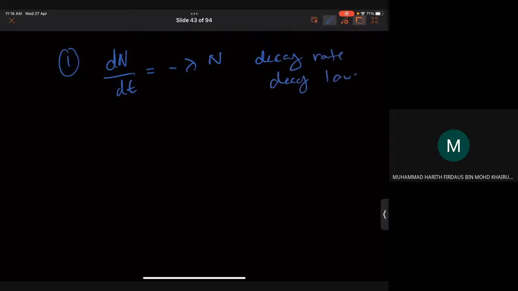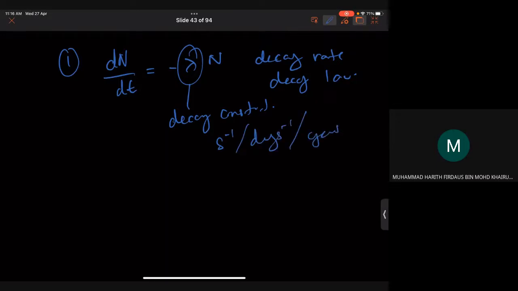Okay. Ni yang pertama awak belajar adalah rate dN over dt. The rate of decay adalah sama dengan negatif lambda N. Okay. Ini dipanggil decay rate atau decay law. Okay. Lambda ni kita panggil dia decay constant. Unit dia s negatif 1 ke, days negatif 1 ke, years negatif 1. So unit dia boleh macam ni lah.